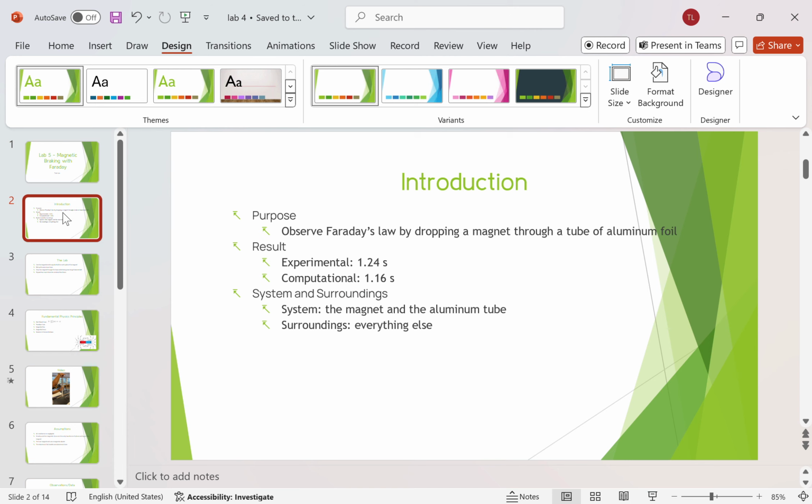Introduction. The purpose of this lab was to observe Faraday's law by dropping a magnet through a tube of aluminum foil. The results showed an experimental fall time of 1.24 seconds and a computational fall time of 1.16 seconds. For the system and surroundings, the system consisted of the magnet and the aluminum tube, while the surroundings included everything else.